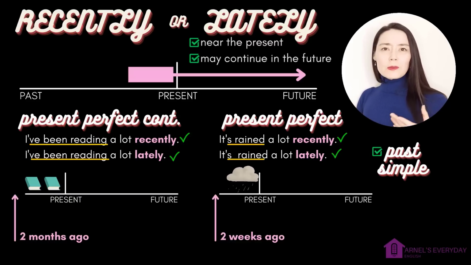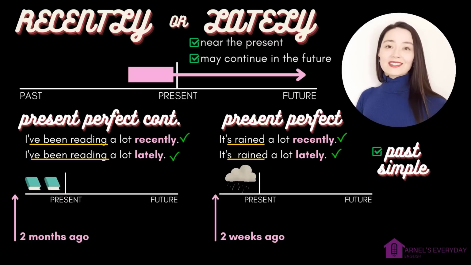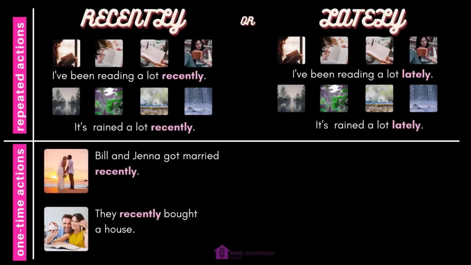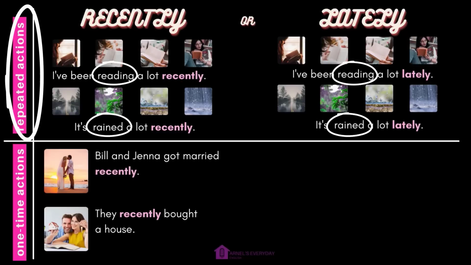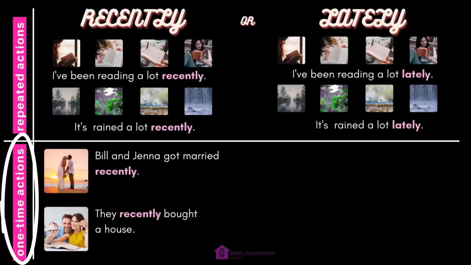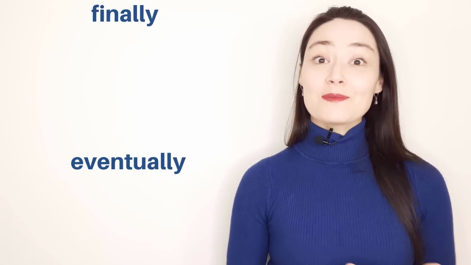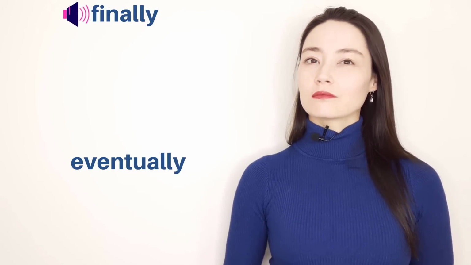But can there be a difference between these two words? Yes. So I've made a little chart for you. We can use lately and recently for repeated actions like reading, raining. These are things that can happen multiple times. If it's one action, use recently. Bill and Jenna got married recently. They recently bought a house. These are one-time actions. I cannot use lately. Phew! We're halfway there. Let's keep going with finally and eventually.